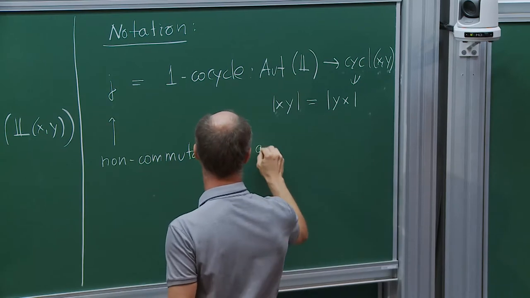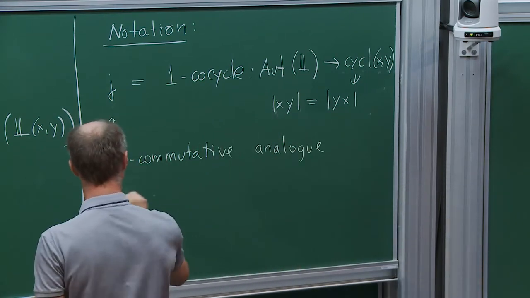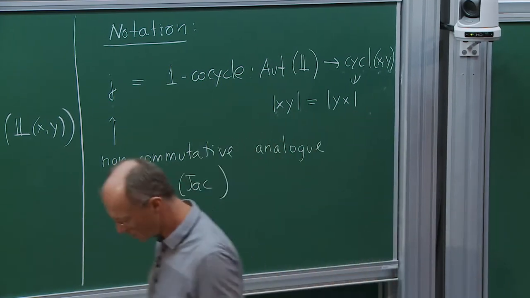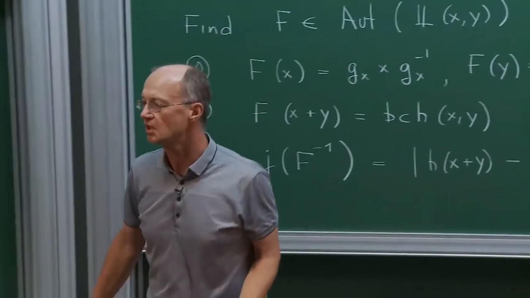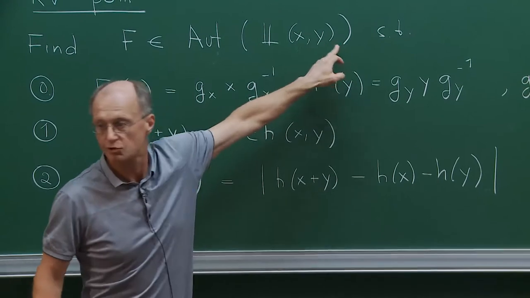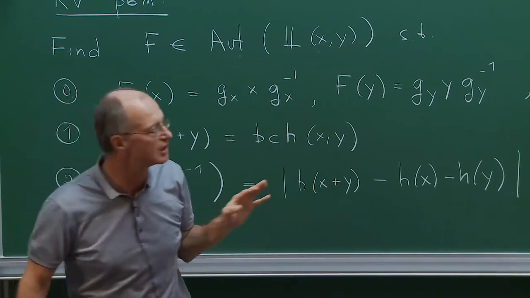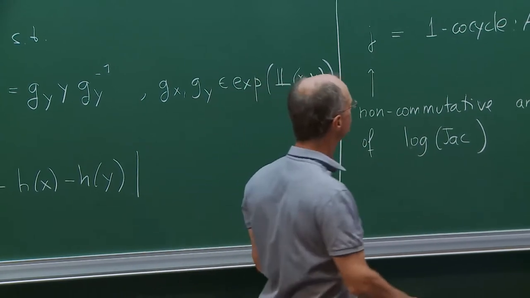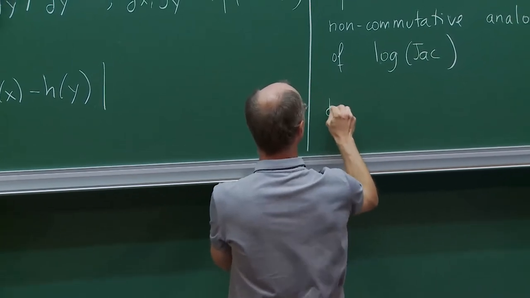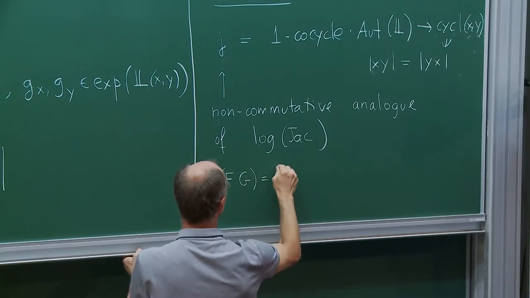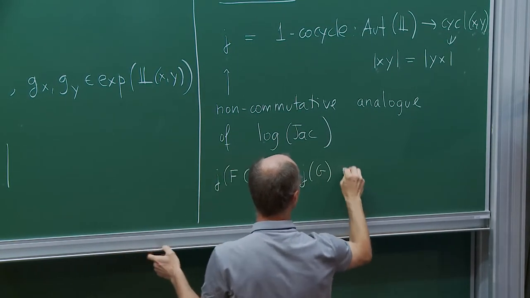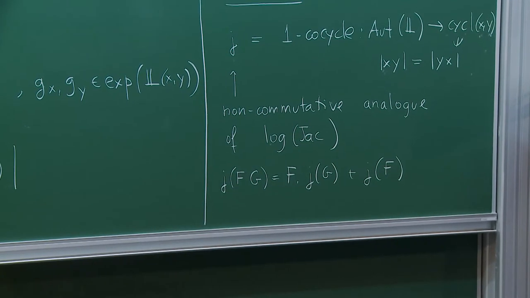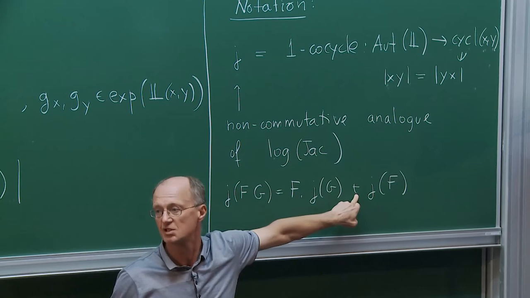So this is a non-commutative analog of the logarithm of Jacobian. Imagine that when you teach first-year calculus, you introduce a Jacobian of a transformation. So here we have an automorphism of a free Lie algebra with two free generators. This is a kind of non-commutative plane, you can think. And this J is a non-commutative analog of the logarithm of Jacobian from ordinary calculus. In particular, it satisfies this one-cocycle property. If you take J of F times G, this is F applied to J of G plus J of F. And that's exactly the property that the normal log Jacobian would satisfy. If you take a Jacobian, it would be a product. But if you take a log, there would be a sum.